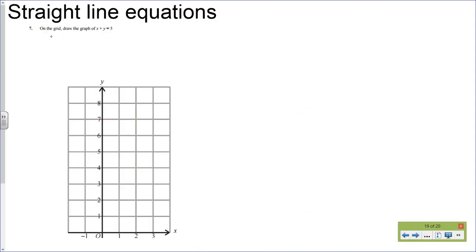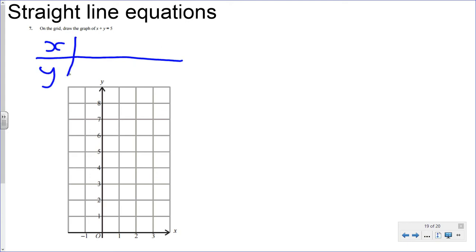Straight line graphs here, or straight line equations. On the grid, draw the graph of x plus y equals 5. So they've left me plenty of space up here to draw a table. So that's what I'm going to do. And I can see down here my x-axis goes from -1 to 3. So I'm going to put those numbers up here: -1, 0, 1, 2, and 3. And what I'm going to do is generate the corresponding y coordinates.